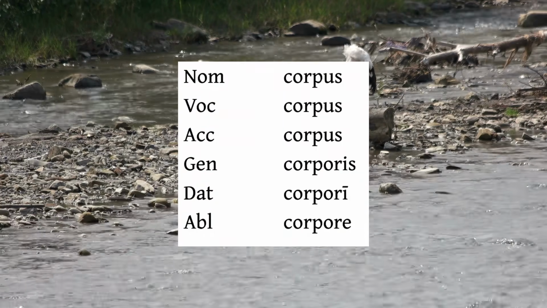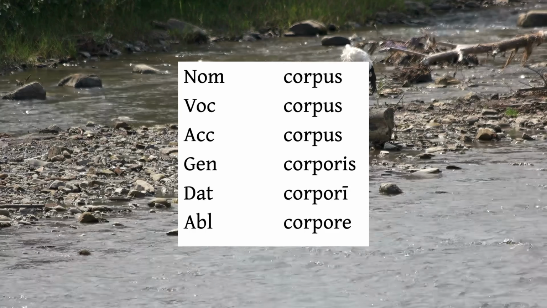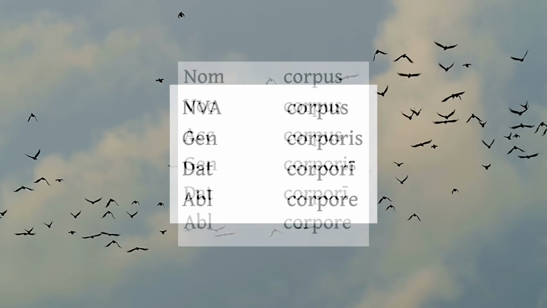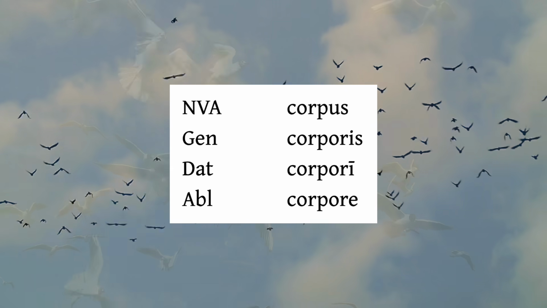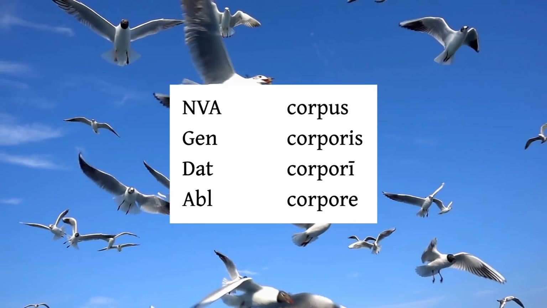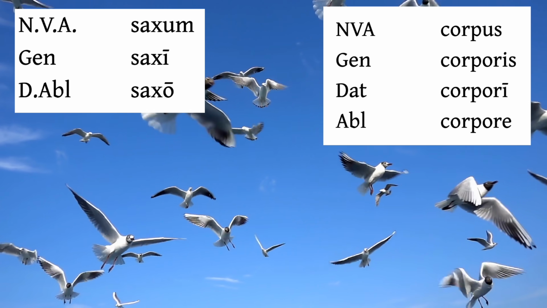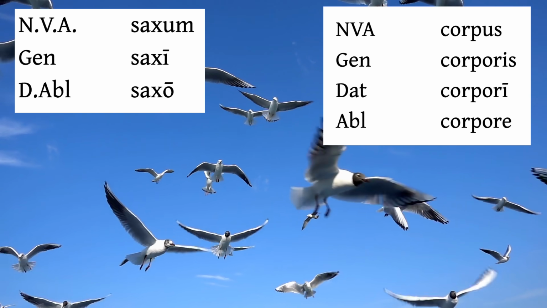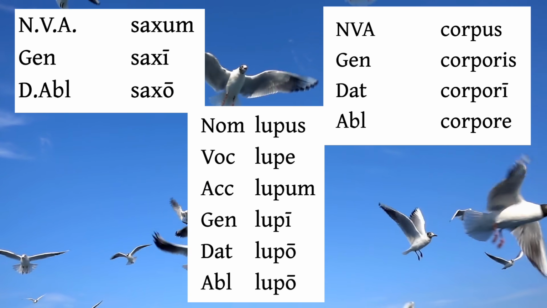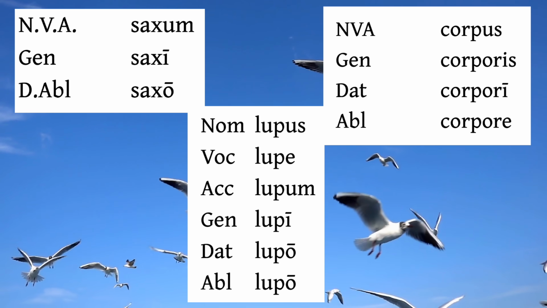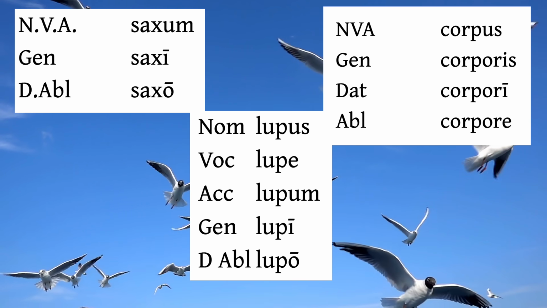Here's the word for body: corpus, corpus, corpus, corporis, corpori, corpore. We could simplify it like this: nominative, vocative, and accusative together as corpus, and corporis, corpori, corpore. The dative and the ablative can't be syncretized in every declension, even for neuter nouns. Oh, but we can do it for second declension masculine. Instead of lupus, lupe, lupum, lupi, lupo, lupo, we can do lupus, lupe, lupum, lupi, lupo.